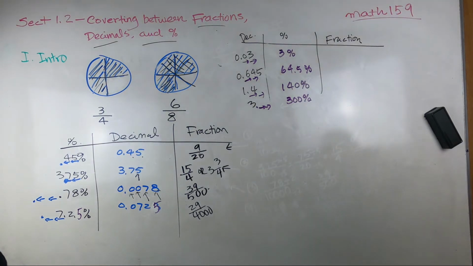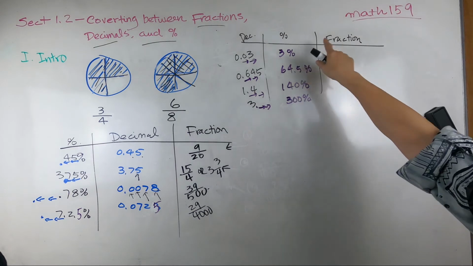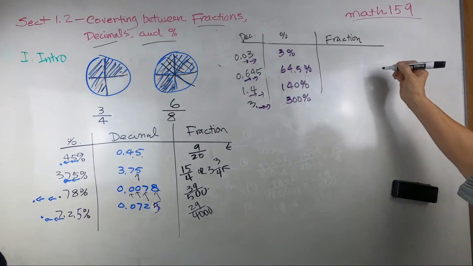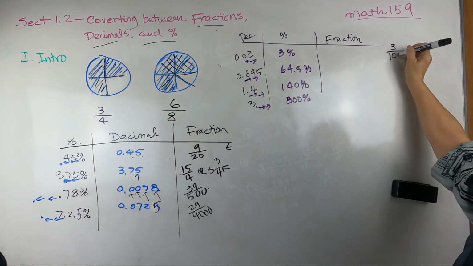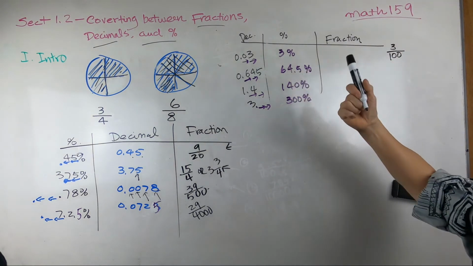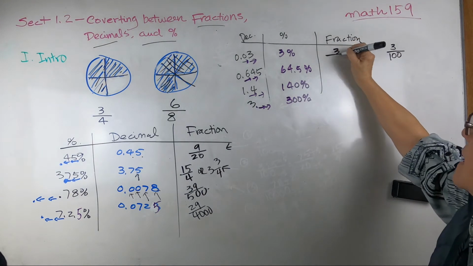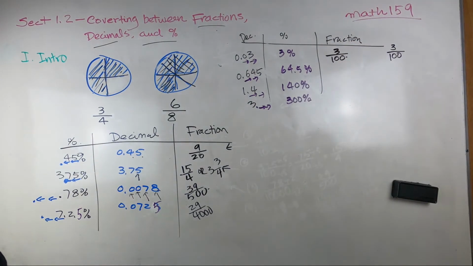Okay. Then if we want to change percentage to fraction, very straightforward. So first one is what? 3 out of 100, right? 3 per 100. So you cannot simplify anymore. That would be your answer.